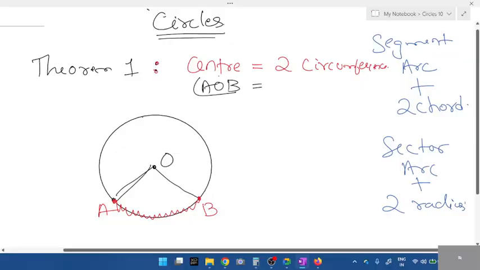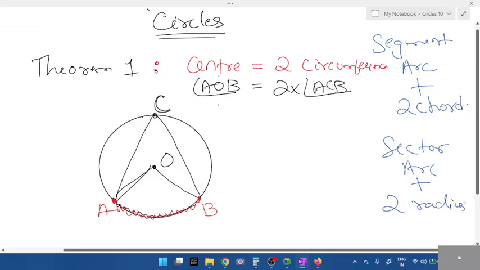AOB. I'll take the same arc. Remember, you don't take a different arc. You take the same arc. What is 2 times circumference? This should touch the circumference, right? What's the angle formed in the circumference? ACB. This is the formula. AOB is equal to 2 times ACB.